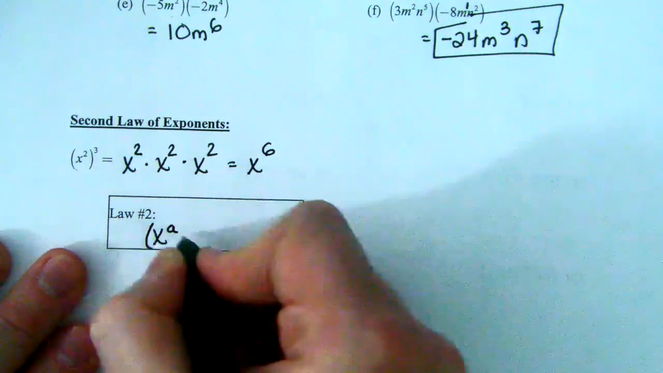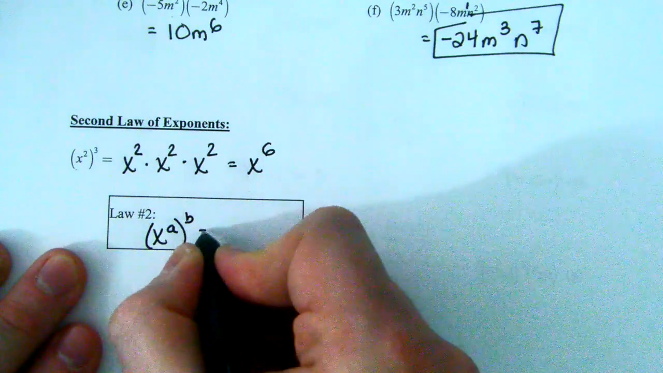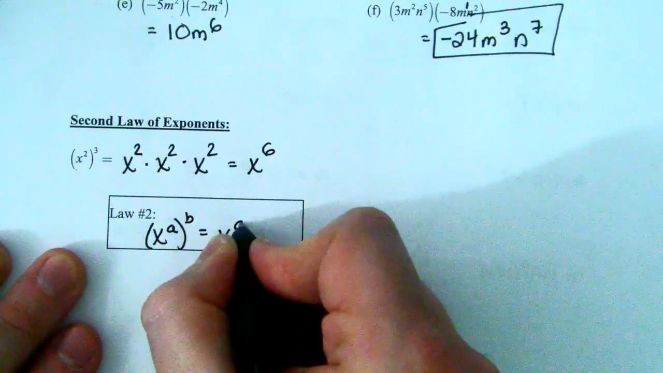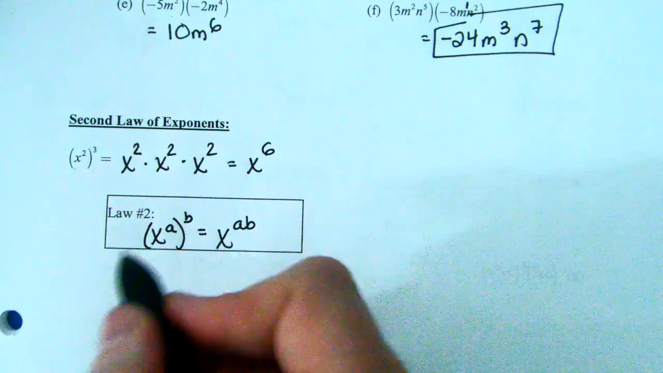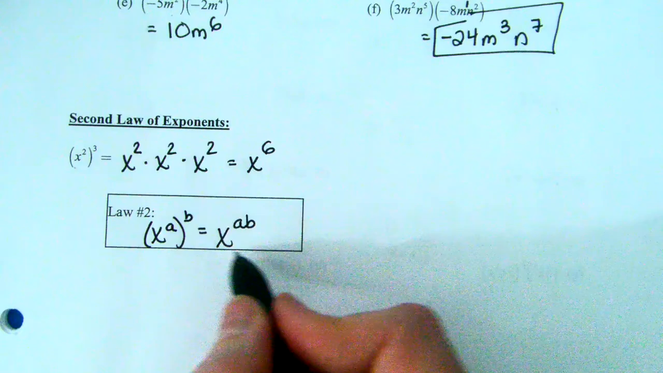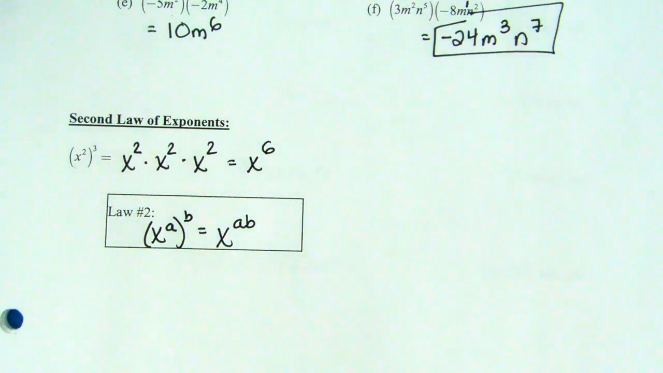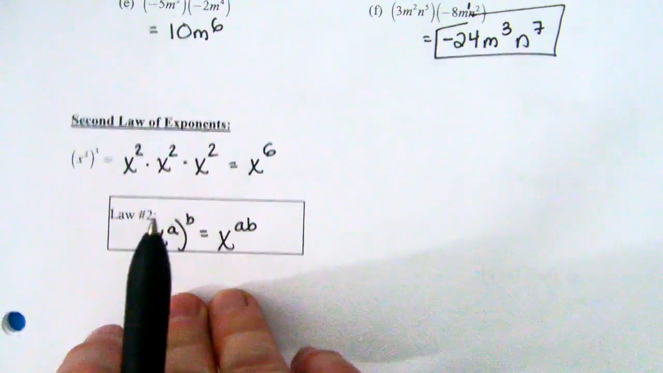X to the a, raised to the b, is going to equal x to the a times b. A variable to a power raised to another power, we can just multiply those powers together. Turn to page 4.